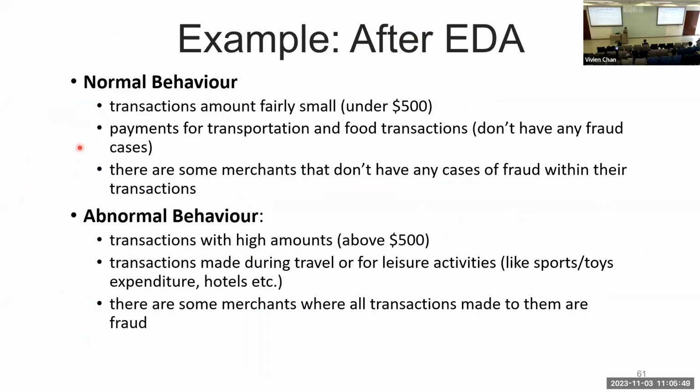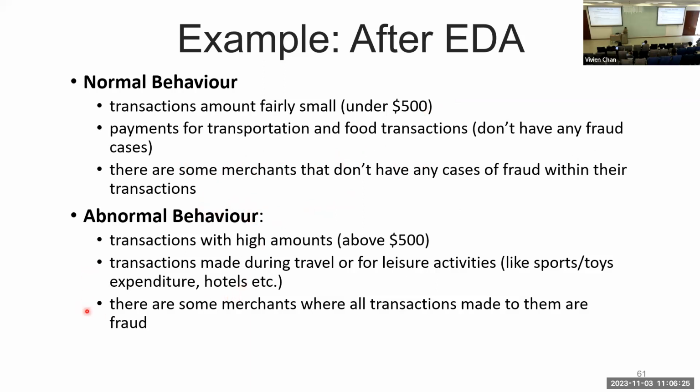After EDA, first of all, you want to know what the normal behavior is. After looking at the EDA, they found that for normal behavior, the transaction amount is usually very small, under $500. Usually the payments for the transportation and food categories basically have no fraud cases. And some of the merchants also don't have any fraud cases within their transactions.